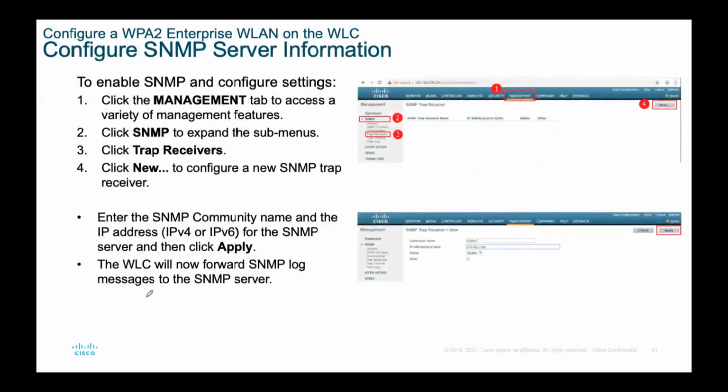Configure SNMP server information. To enable the SNMP and configure settings, click the Management tab to access a variety of management features. Click SNMP to expand the submenus. Click Trap Receivers. Click New to configure a new SNMP trap receiver. Enter the SNMP community name and the IP address, IPv4 or IPv6, for the SNMP server, then click Apply. The wireless LAN controller will now forward SNMP log messages to the SNMP server.